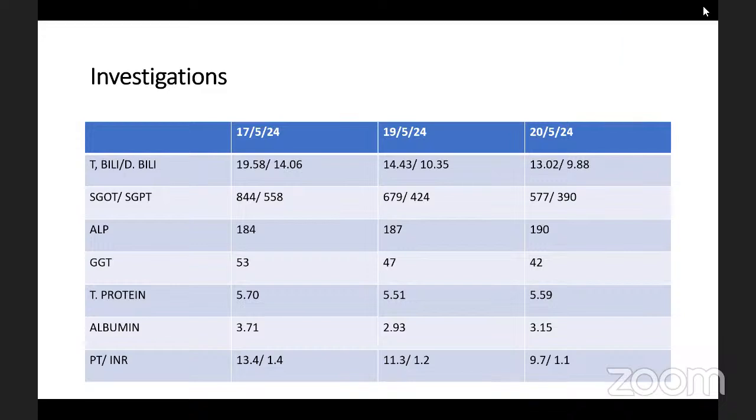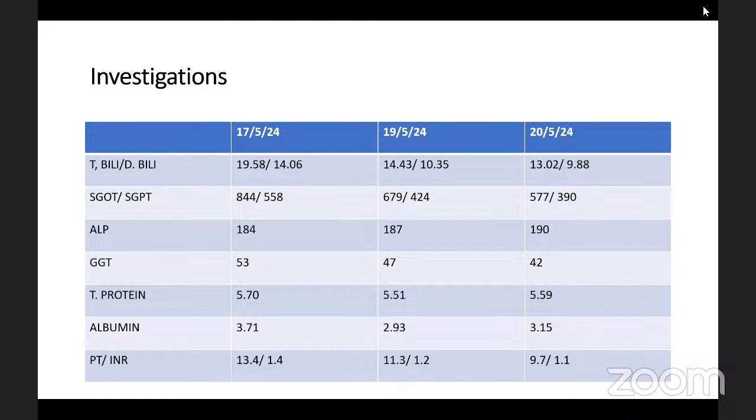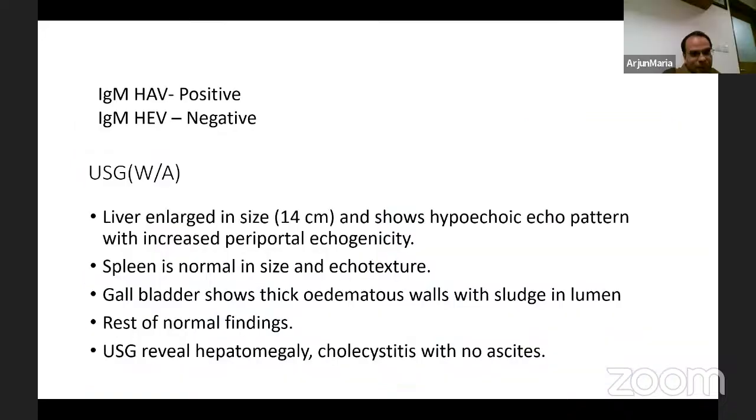And PT-INR is within normal range in this case. So this suggests that the child does not have coagulopathy, does not have acute liver failure. HIV is negative, which suggests acute hepatitis. On USG, liver is 14 centimeters, spleen normal, gallbladder thickened and edematous, rest normal findings, with hepatomegaly, cholecystitis, and no ascites.